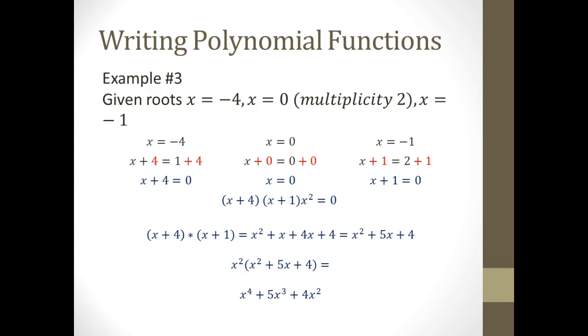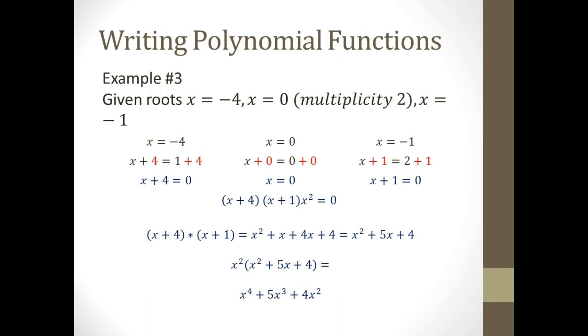All right, so now that I have that, let me go ahead and multiply x plus 4 times x plus 1. And using FOIL, I end up with x squared plus 5x plus 4. Now that I've done that, I can multiply that whole thing by x squared. I can distribute x squared across my quadratic. So x squared times x squared is x to the 4th. X squared times 5x is 5x to the 3rd. And x squared times 4 is 4x squared. And that's my polynomial.